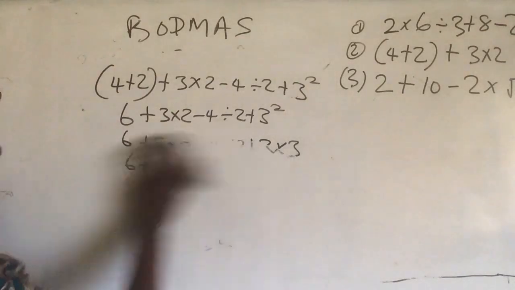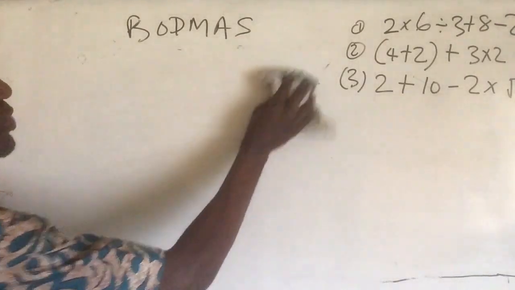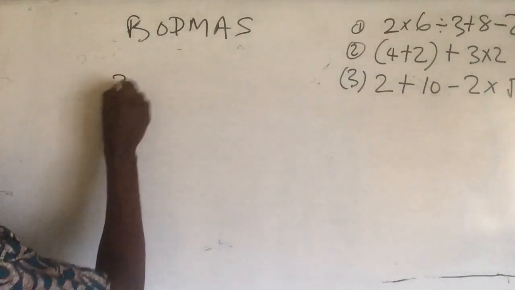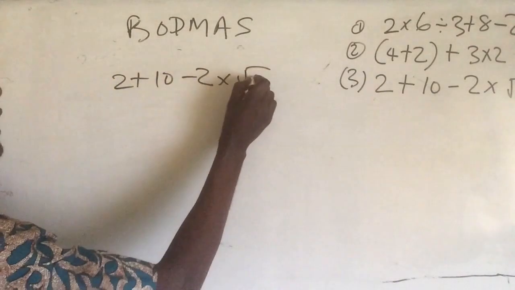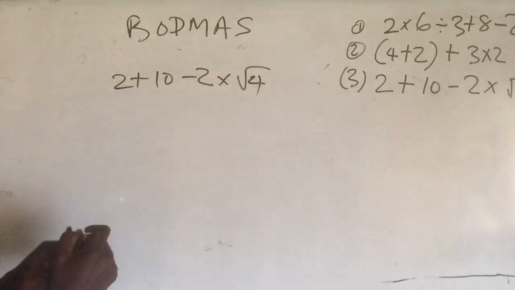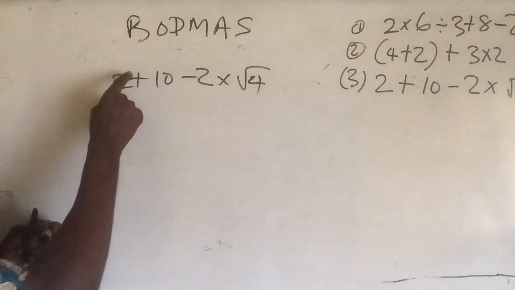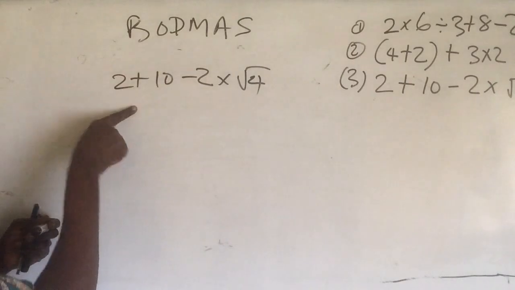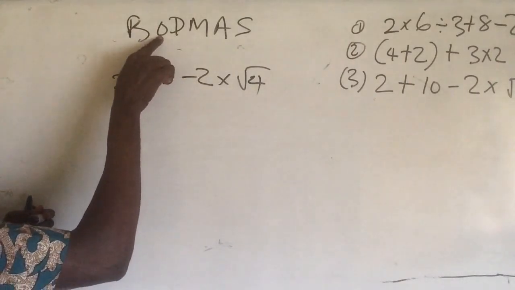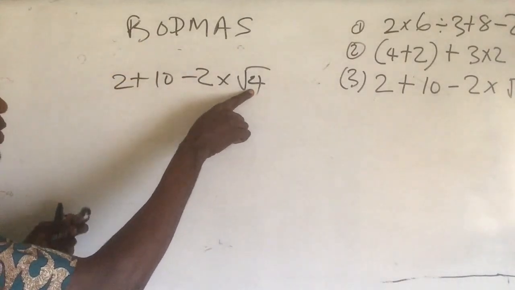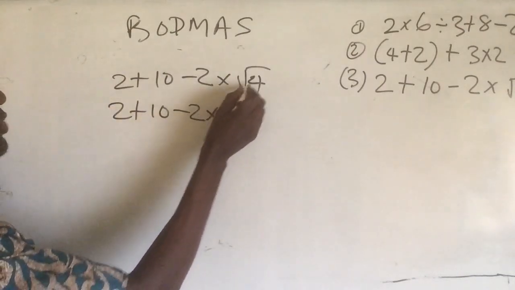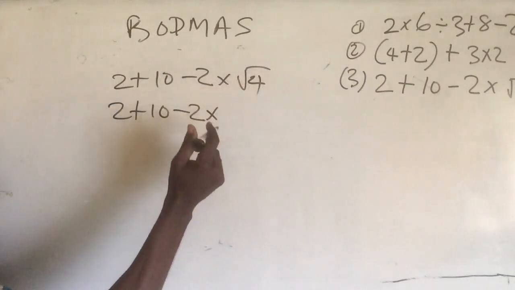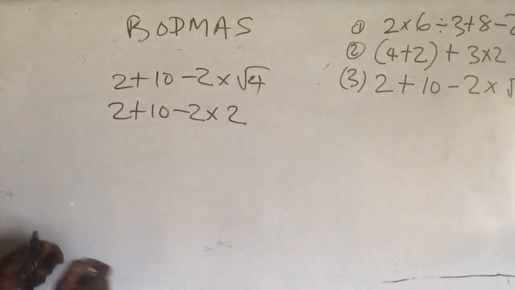So let's quickly do the last one. The last one says 2 plus 10 minus 2 times square root 4. So from the BODMAS, there's no bracket here. I will leave it. Is there others? Yes, there is others, square root 4. Square root 4, if you press it in your calculator, the answer is 2.